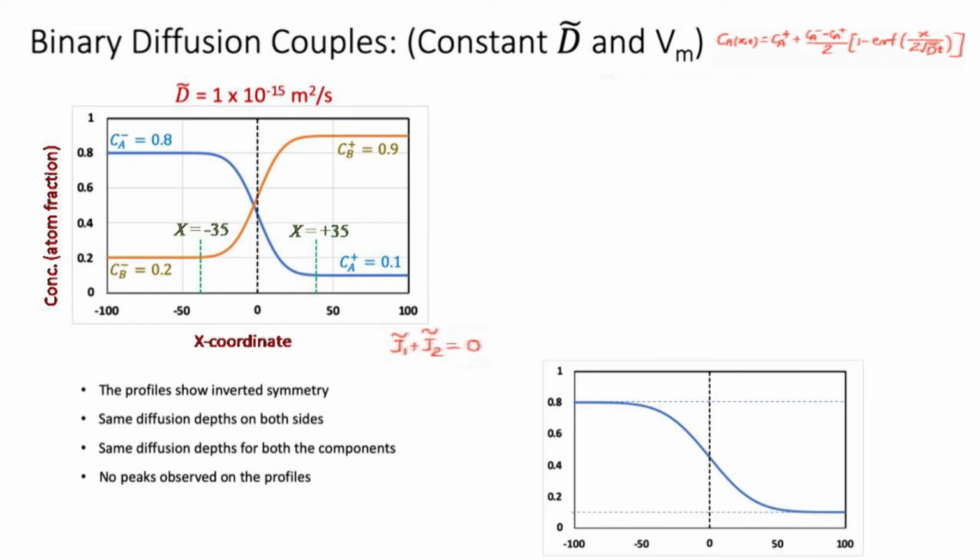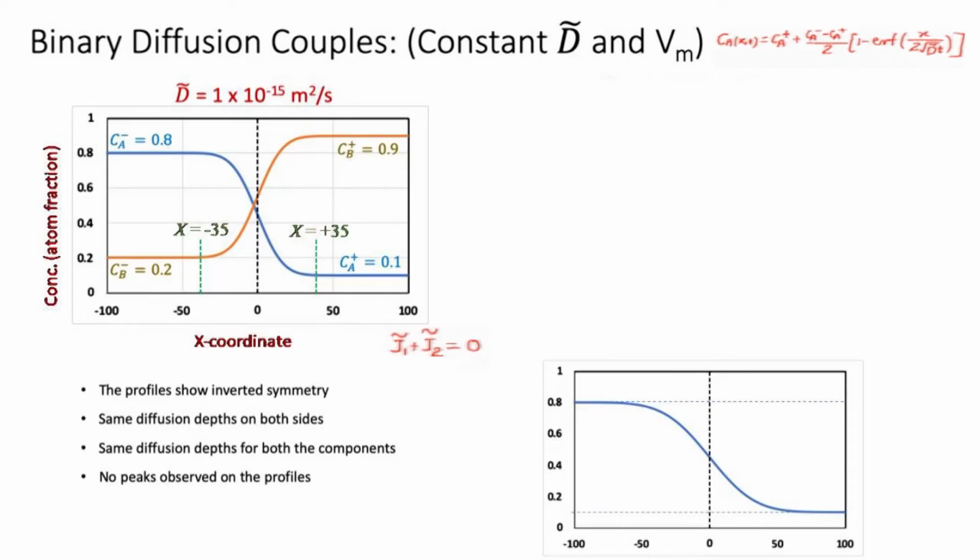Then typically for binary diffusion, there is only one interdiffusion coefficient which characterizes the diffusion behavior of both the components, and this binary interdiffusion coefficient should have a positive value, which means we will not expect any maxima or minima on any of the concentration profiles, which means there would be no uphill diffusion observed in a binary diffusion couple.